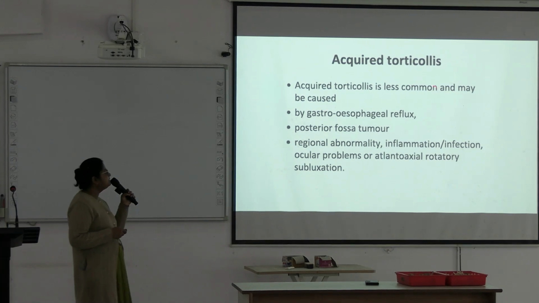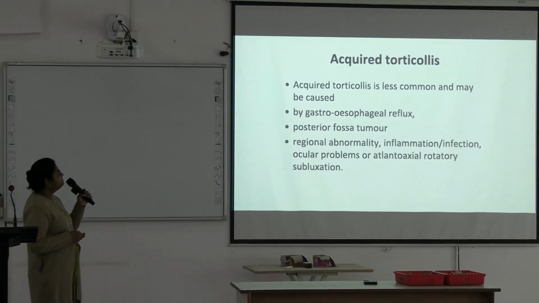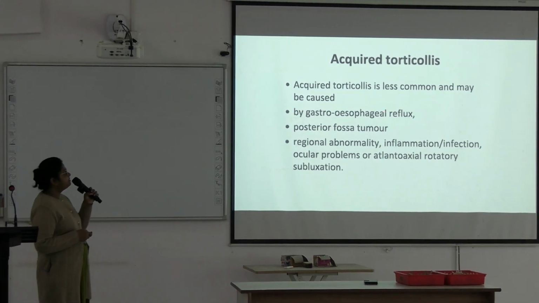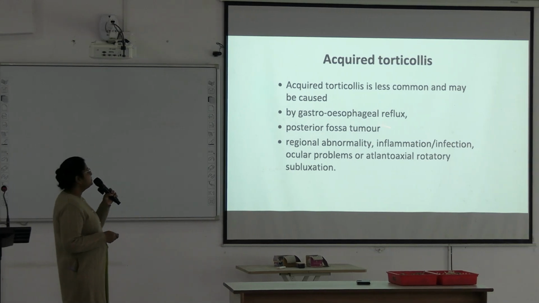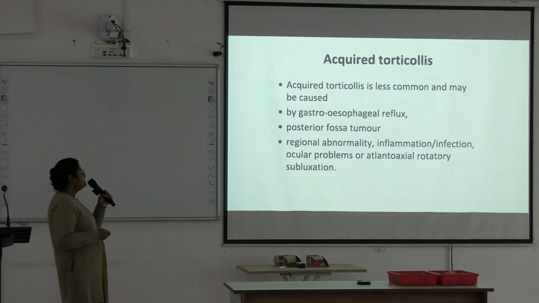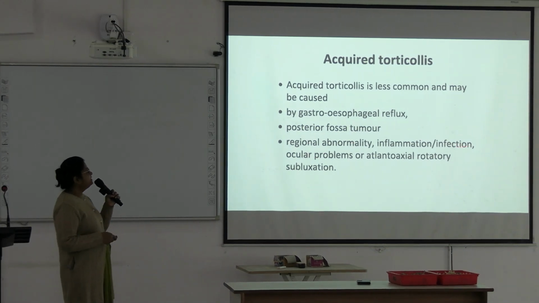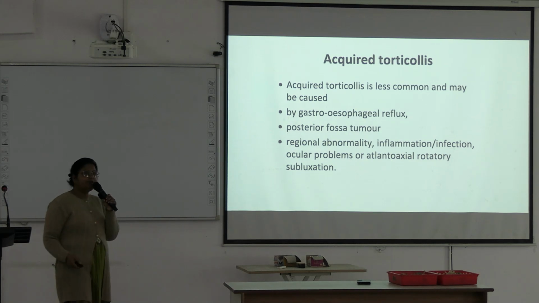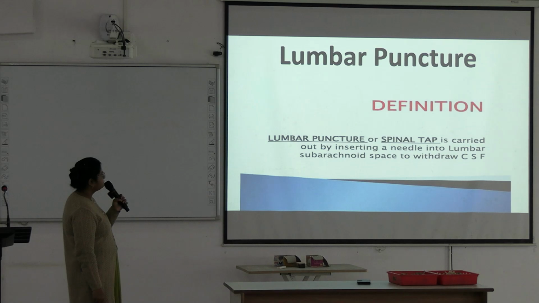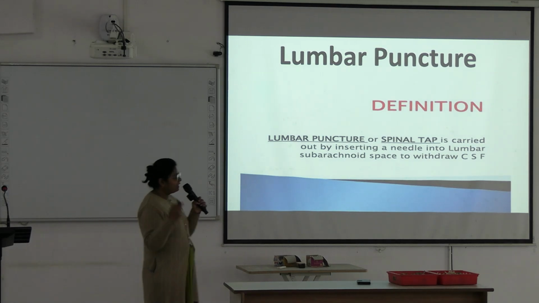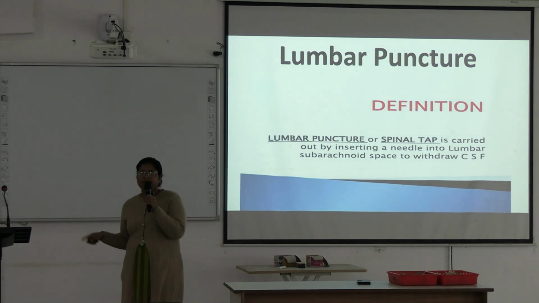Next, acquired torticollis is less common and may be caused by gastroesophageal reflux, posterior fossa tumor, regional abnormality, inflammation or infection, ocular problems, or atlantoaxial rotatory subluxation. These are the causes of acquired torticollis. Okay. Next. Okay, so we have completed all the spinal defects.